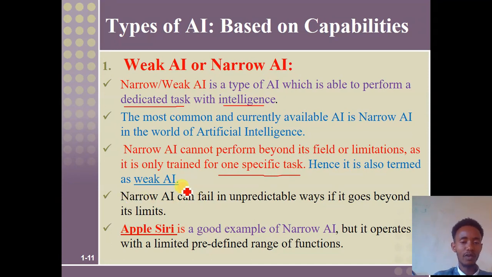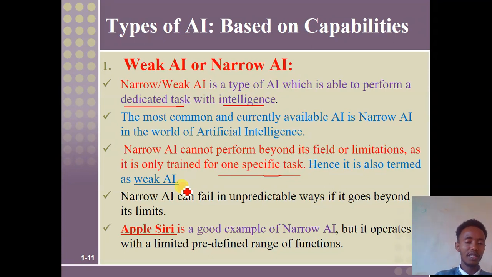Because they have been trained for a single unit of activity only, for this reason, it's also named weak artificial intelligence.